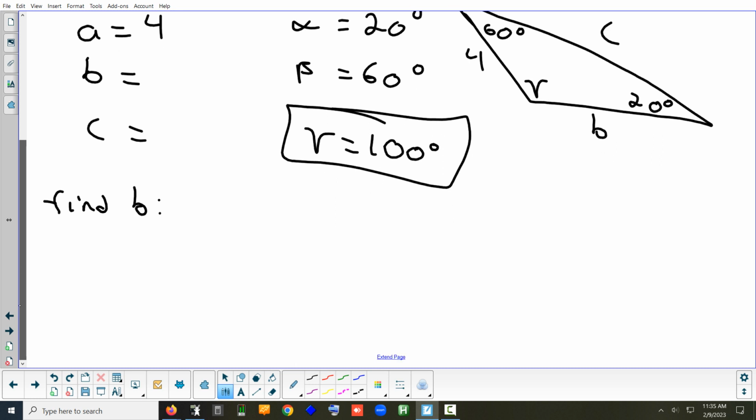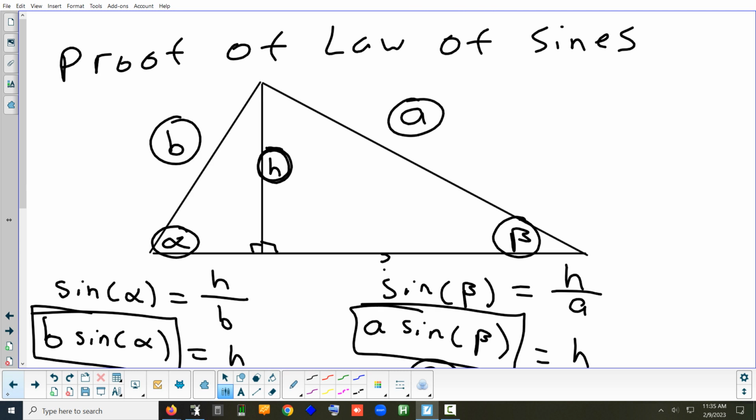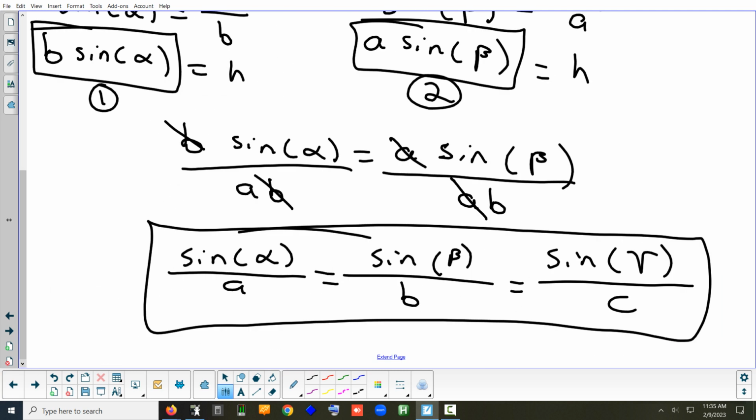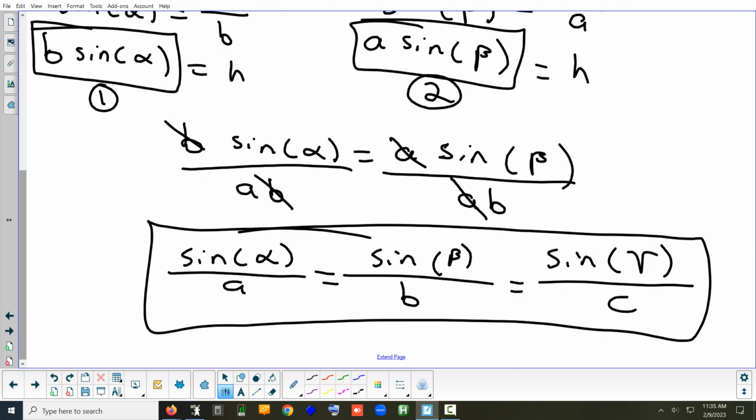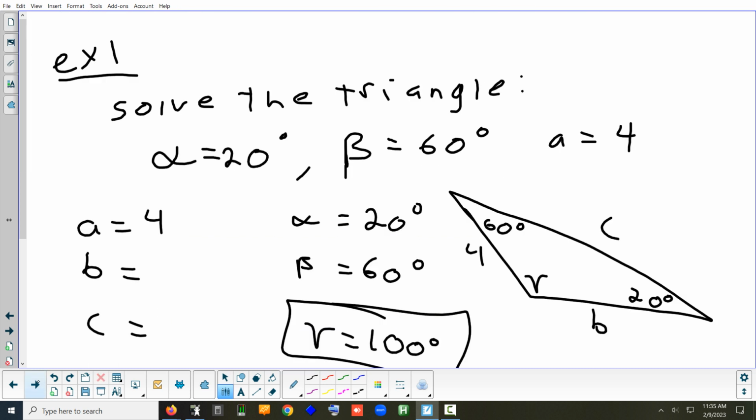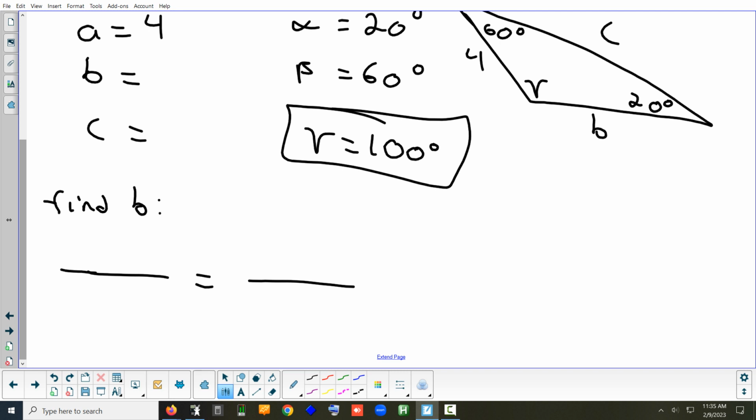So you need to set up a proportion. What's going to go in each part of the proportion is 2 out of 3 of these fractions. The first fraction you always want to fill in is the row that has the full set of information. So which row here has everything in it? A is alpha. Yep, A and alpha. So fill in A and alpha into this first fraction. So sine of 20 over 4.